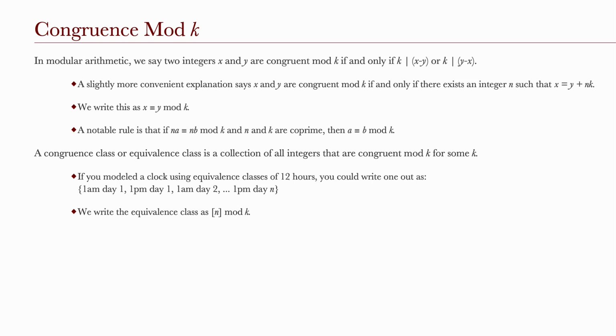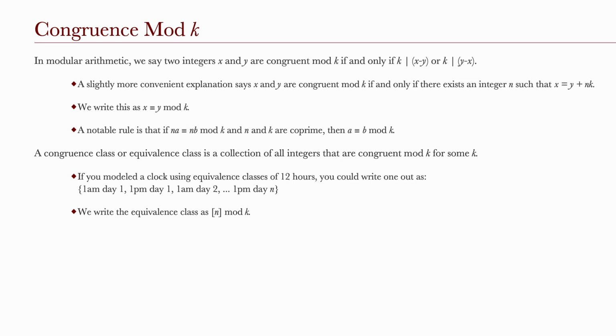A slightly more convenient explanation says x and y are congruent mod k if and only if there exists an integer n such that x is equal to y plus nk. And we typically write this with an equal sign with a third dash, and this is read out loud as x is congruent to y mod k. A notable rule is that if nA is congruent to nB mod k, and n and k are coprime, then A is congruent to B mod k.